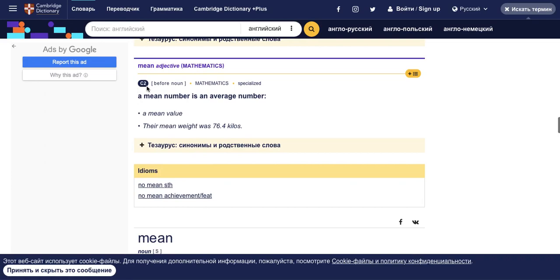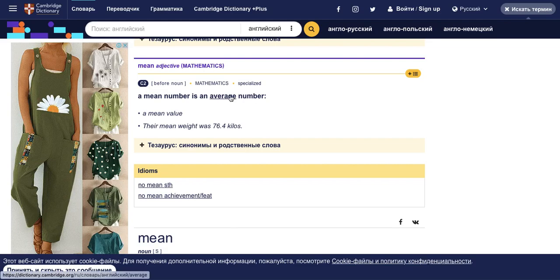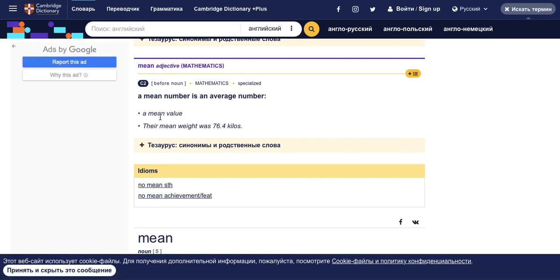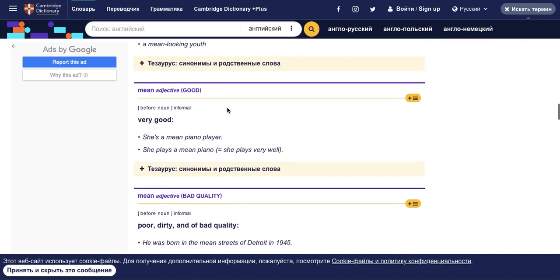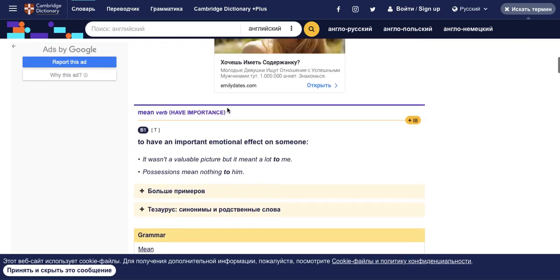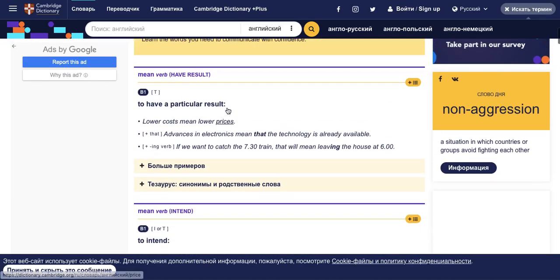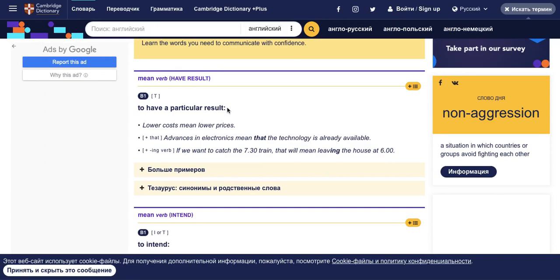And also C2 level here, as well as in the previous resource, you can see that it belongs to the field of mathematics, where it is an average number. So personally, I love dictionaries because here you can find not only the meaning, the definitions, but also pronunciation. You can find here collocations, idiomatic expressions, antonyms, and synonyms. In addition, the dictionaries provide you with the context in which this or that word can be used. So here you can find sentences that you can use.